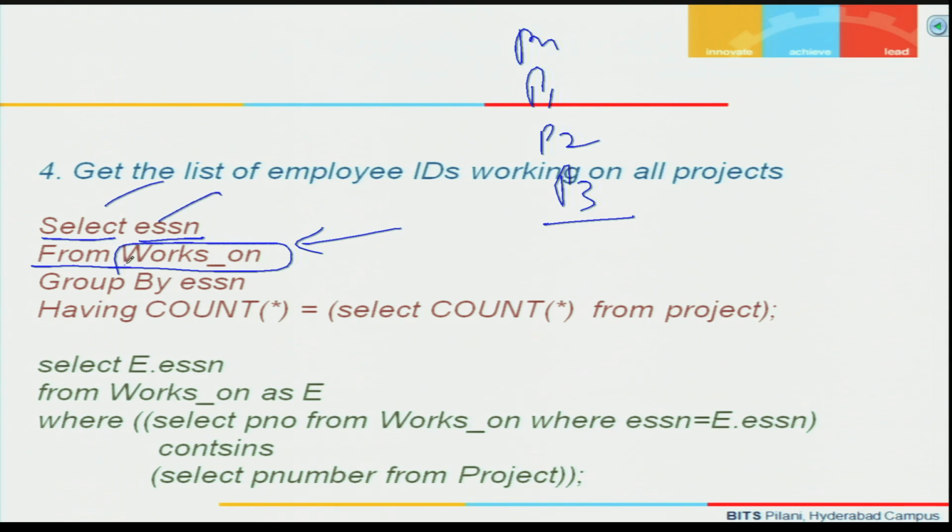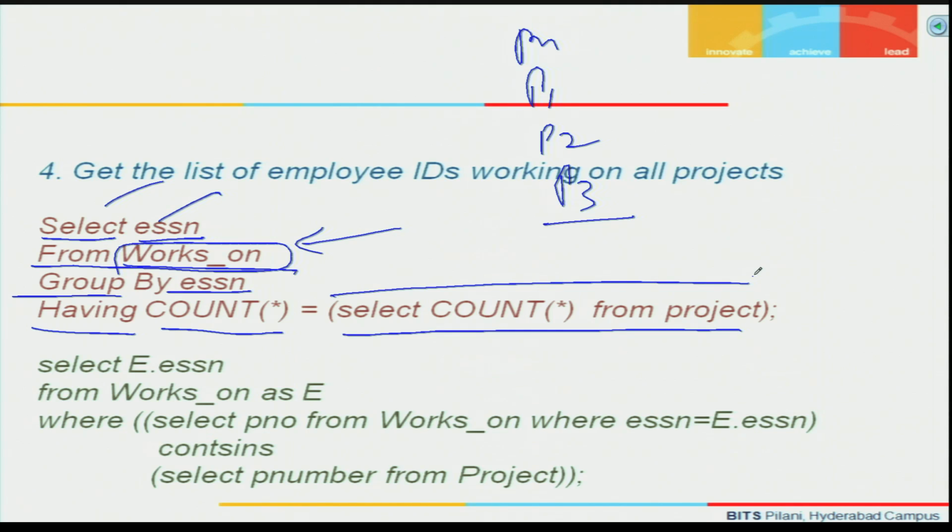Select ESSN from the works on table, group by ESSN. That means I am grouping the tuples in the works on table based on ESSN. On individual groups, I am applying this. I am counting how many tuples are there in each group. If the number of tuples in each group is equal to the number of projects, how can I get the number of projects? It is equal to the number of tuples in the project table. That is why I have written a nested query, which is not a correlated nested query.